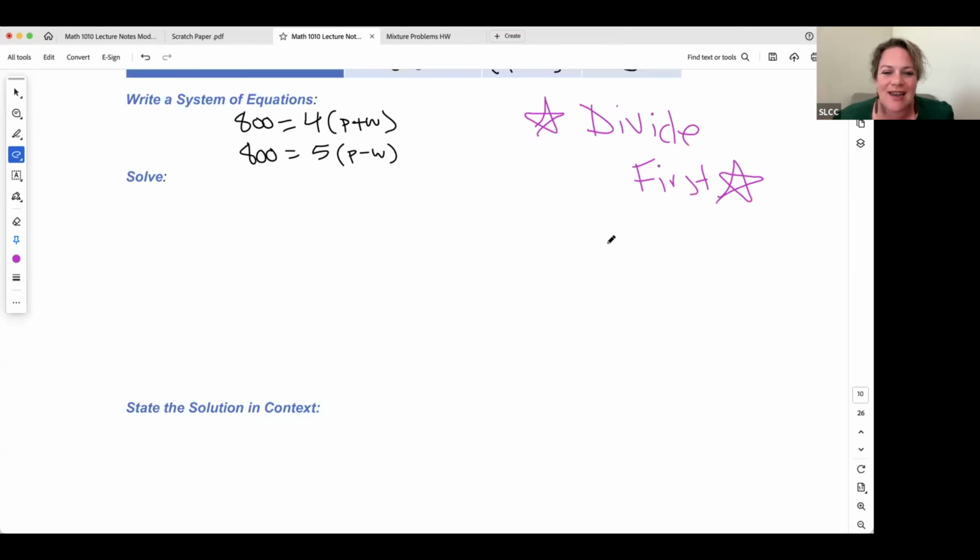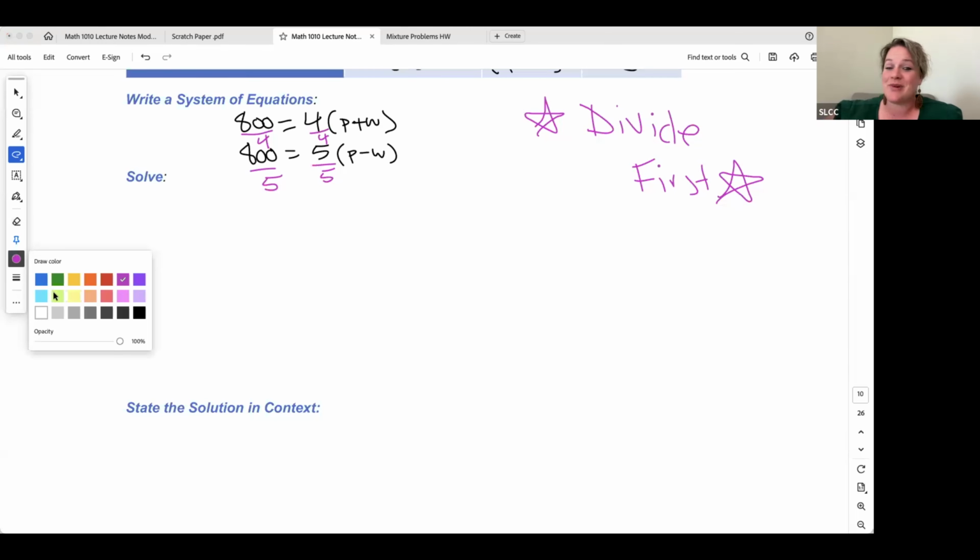Why would I want to divide? Dividing makes smaller numbers and makes it less likely to make errors. So let's divide first. Can I divide both sides by 4? Can I divide both sides by 5? Now, if the distance is not divisible, just go ahead and distribute and go from there. But if it is, divide first.